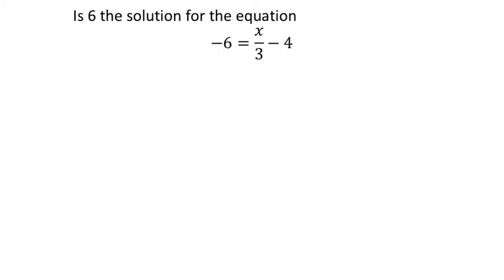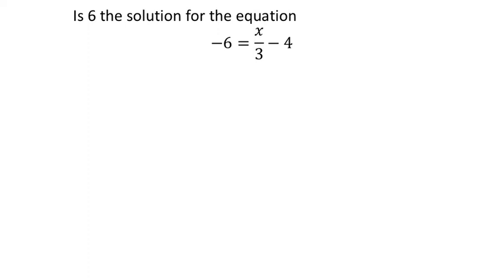So is 6 the solution for this equation? You guys try this one. Try this one out. Take a minute, and we'll go over it. Now, if you're still working on this, do finish up. But I'm going to get started here. You can check your answers with what we get.